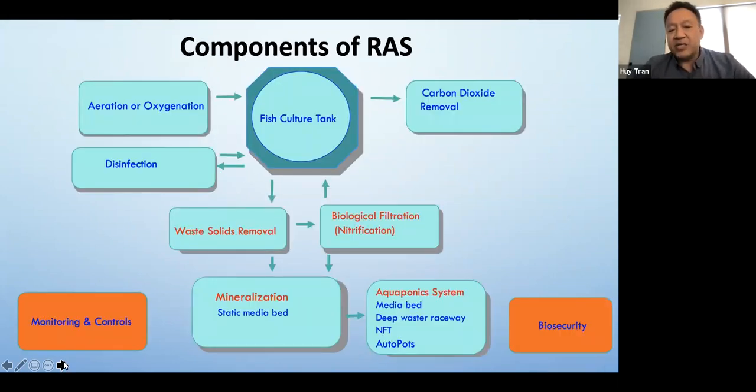These are some of the basic components that we'll be talking about: the fish culture tank, the aeration or oxygenation input, disinfection, solid waste removal, biological filtration, and removal of CO2 as our density goes up. Then some of the other components that we'll barely touch on are what we do with that waste process, mineralizing it and going into other systems like aquaponics or a biofloc type system. Some minor things that we do tend to overlook sometimes are monitoring and control. And then we also have to deal with biosecurity.